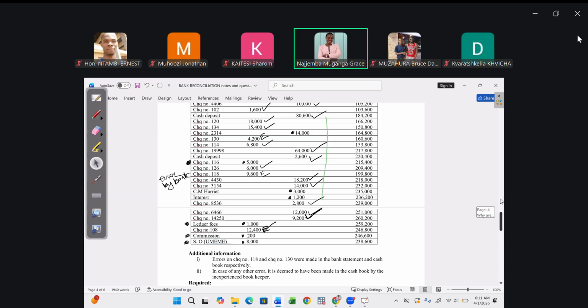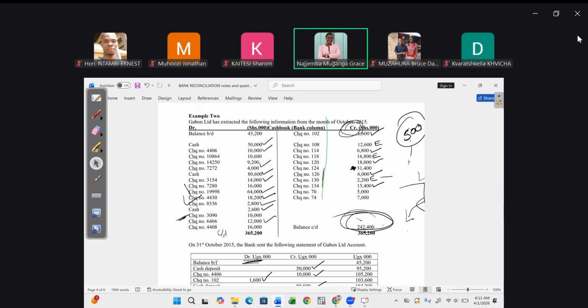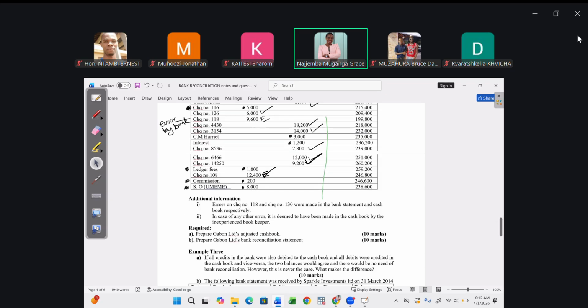I hope you know respectively. So 130, this is an error in the cash book, was made by the cashier. So the correct amount is the one in the bank statement. So we need reference. Okay, now that we have indicated, let's start correcting. Let's start with check number 108. That is 12,600. The question says, any other error was made by the cashier in the cash book. Any other error made is deemed to have been made in the cash book.